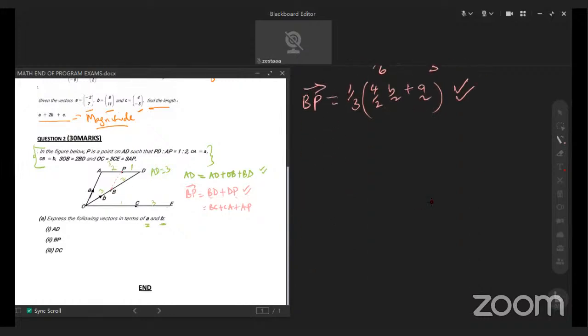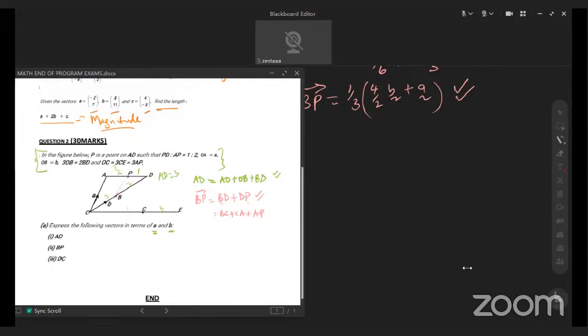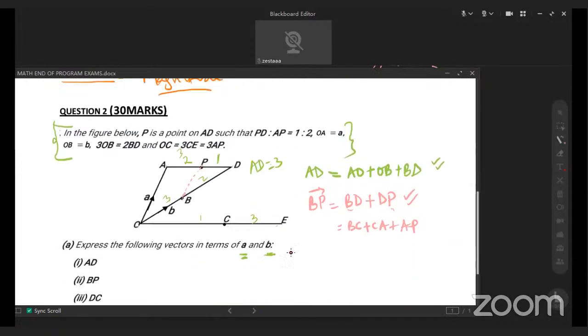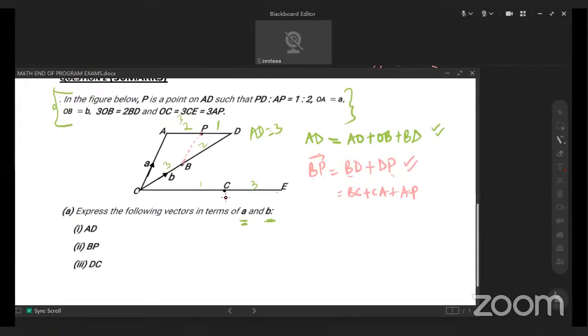Then finally, DC. Finally, we have DC as we come to a close. So this DC, from D to C, this is what you have. So meaning we are going to draw a line here. That's what we have. So if you have your DC, okay, this will be DO plus OC. And this is straightforward. DO plus OC will give you your DC.